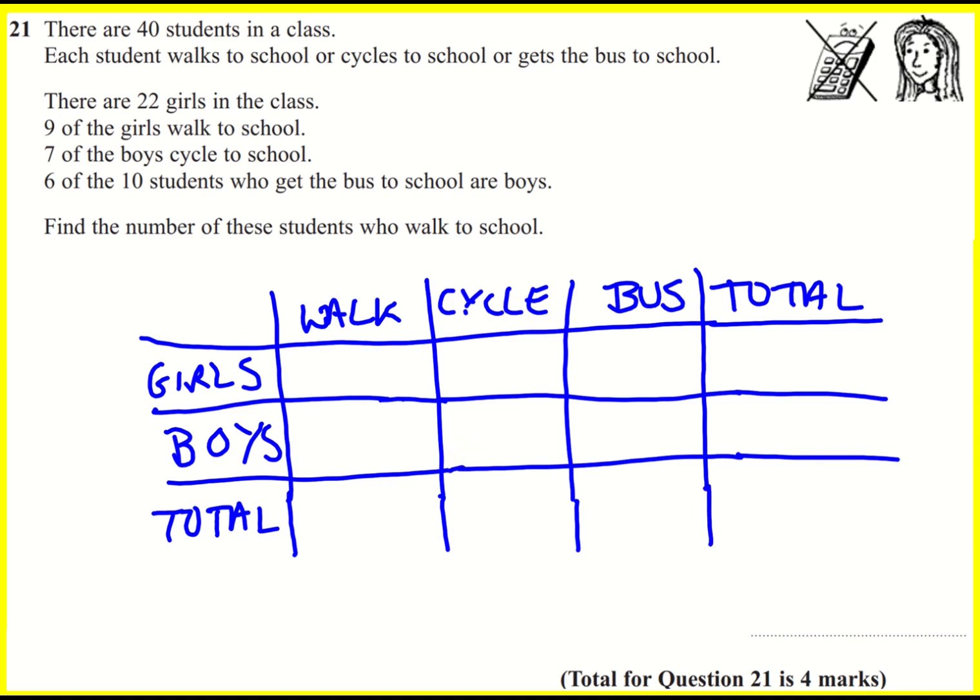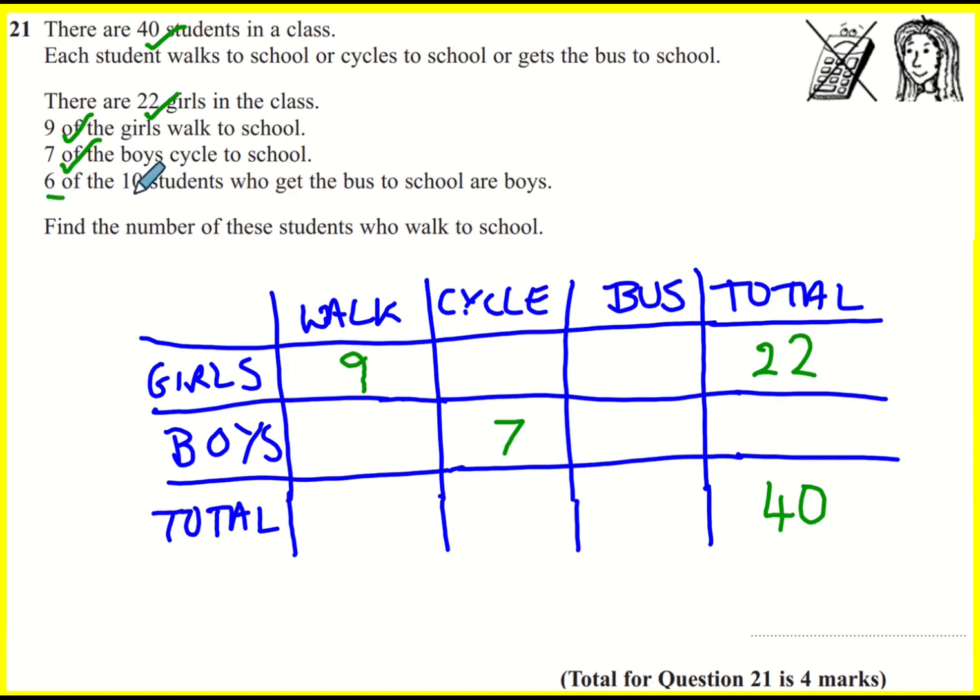Okay, right, so let's now have a look at what we've got information for. There are 40 students in the class, so I'm going to put 40 here. There are 22 girls in the class, therefore the total of girls is 22. So, done that bit, and I've done this bit. 9 of the girls walk to school, so I can pop 9 in here. Done that one. 7 of the boys cycle to school.